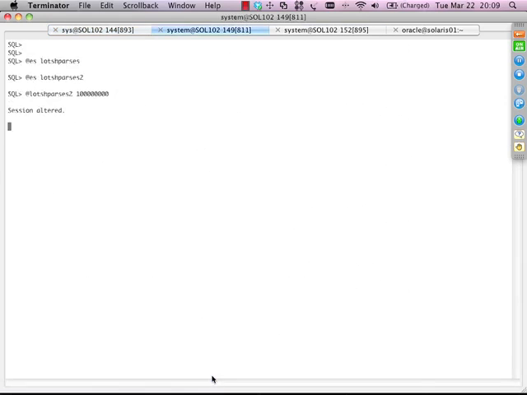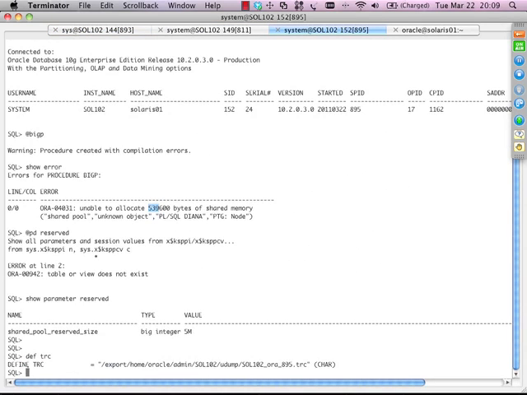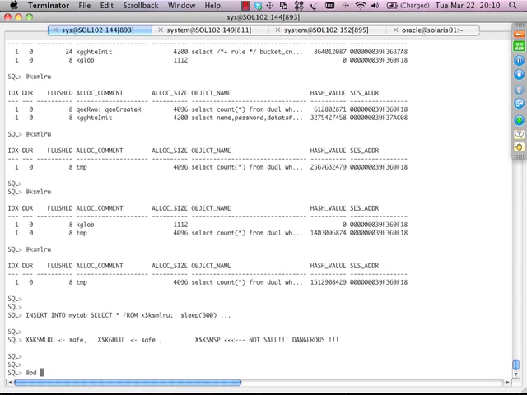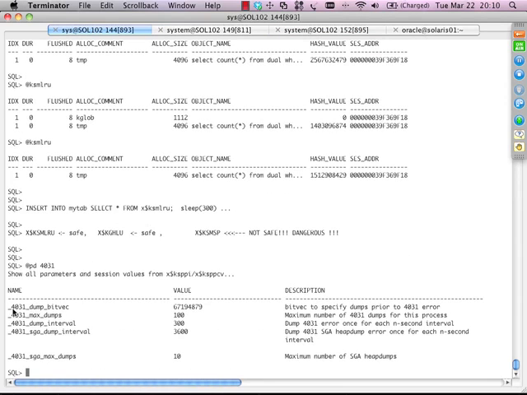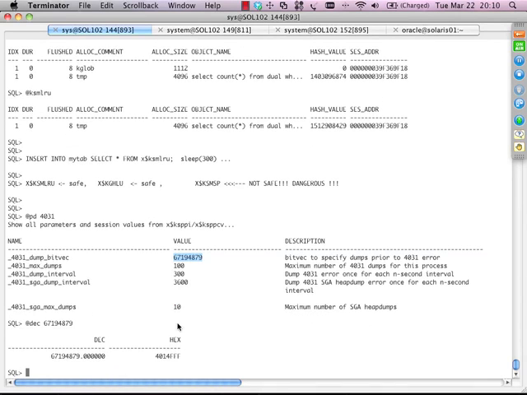Okay, so we did hit this error. I'm going to show you the last thing about the trace file. We did hit this error here, and starting from some version, probably 10g again, there are a bunch of new parameters called 4031 dump bitvec. This is actually a bitmap. I'm not going to convert it to binary, but I'm going to convert it to hex, so it would be perhaps a bit more obvious. So this is a bitmap, and in hex it looks like that. In binary, it would look like a bunch of ones and zeros. And every one and zero there has a meaning, what details to dump out when an ORA-4031 happens.